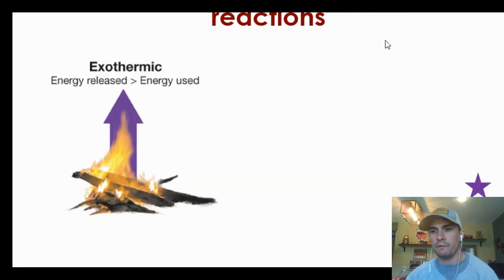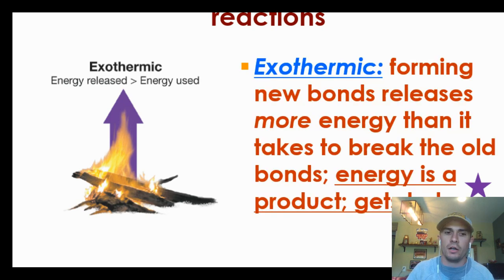So first things first, exothermic reactions. That prefix exo means out, like an exoskeleton is a skeleton on the outside, right? So exo means out, thermic means energy. So we have a reaction that gives out energy. Forming new bonds releases more energy than it takes to break the old bonds. Energy is a product and it gets hot.